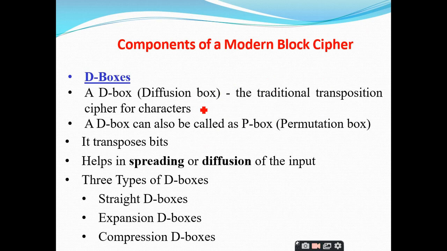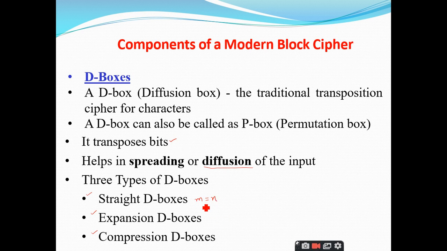A D box is a traditional transposition cipher for characters. D box is also called a P box. It is used to transpose the bits and it helps in diffusion of the input. We have three types of D boxes. What are those? The straight D boxes, expansion D boxes, and compression D boxes. As we have discussed, this categorization of the types of D boxes is based on the number of inputs and the number of outputs. So what do you mean by the straight D box? The number of inputs M is equal to the number of outputs N.